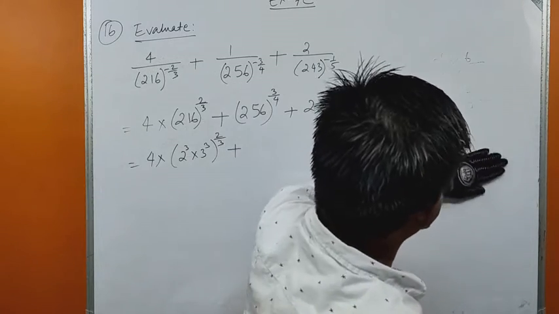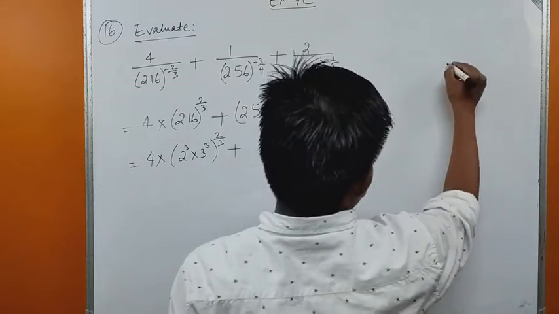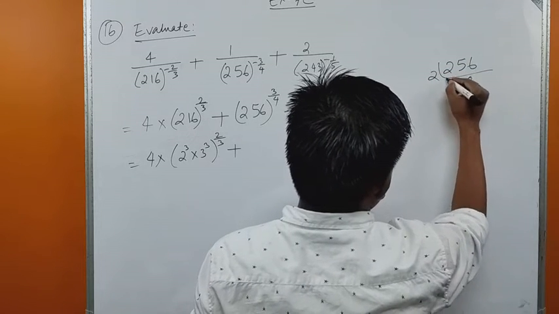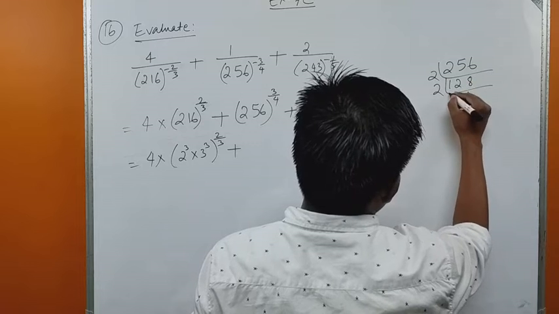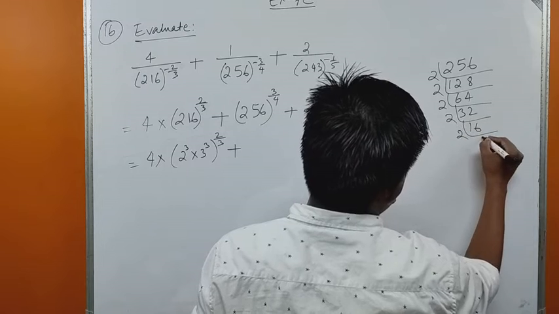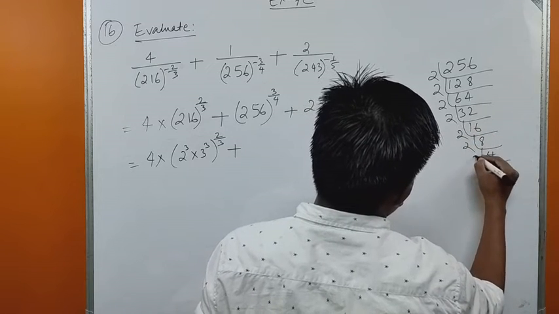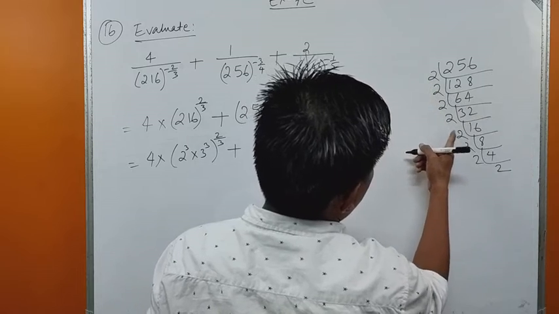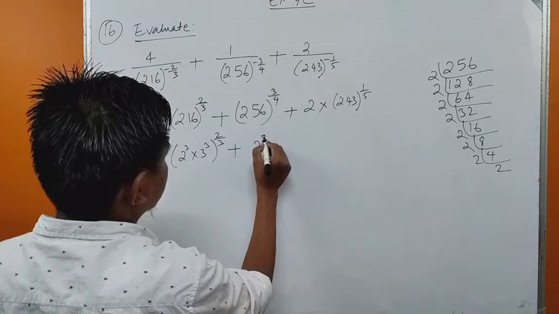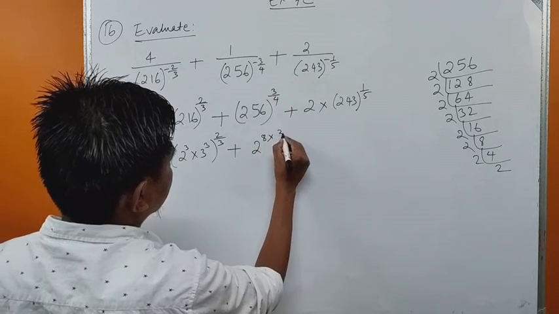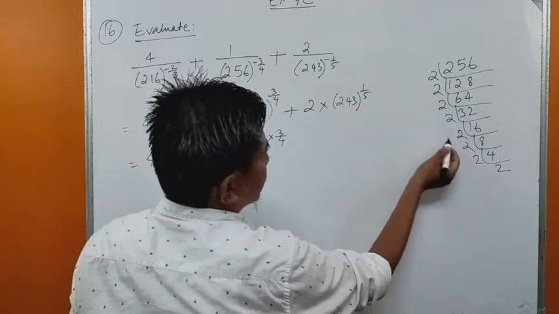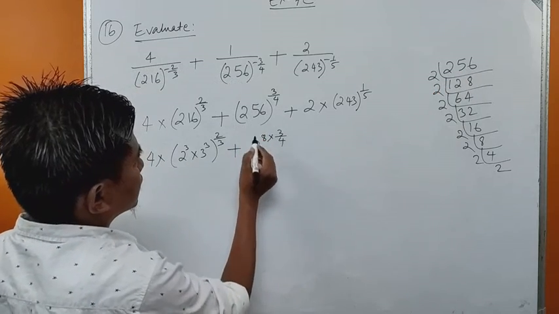Now we will find the factors of 256. 2 1s are 2, 2 2s are 4, 2 8s are 16, 2 6s are 12, 2 4s are 8, 2 3s are 6, 2 2s are 4, 2 16s are 32, 2 8s are 16, 2 4s are 8, 2 2s are 4. 1 2 3 4 5 6 7 8, so 2 to the power 8, to the power 3 upon 4, isn't it? 256 means 2 to the power 8. 2 multiplied 8 times gives us this 256.